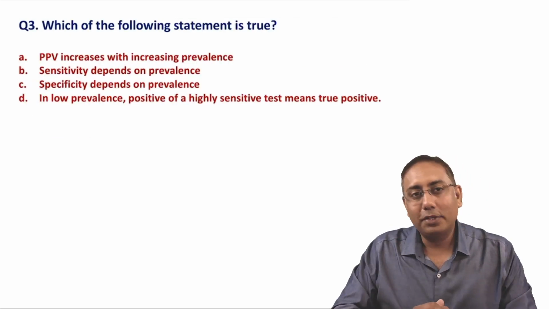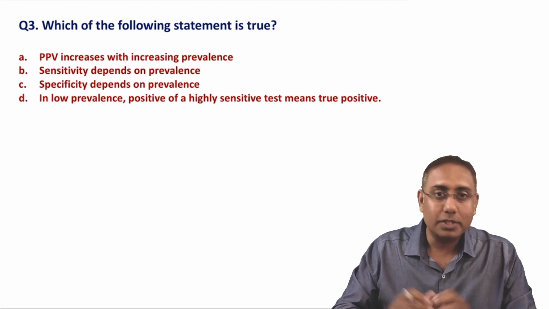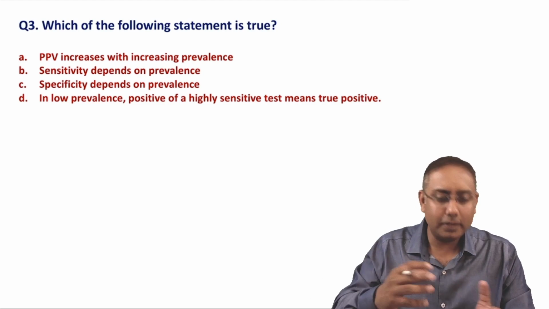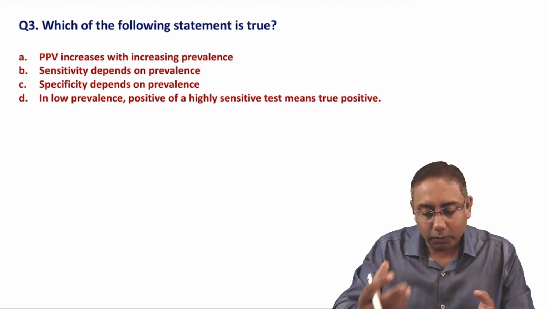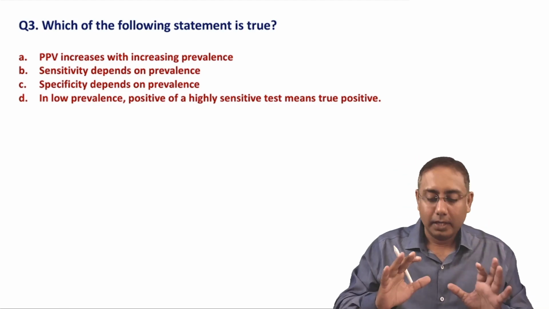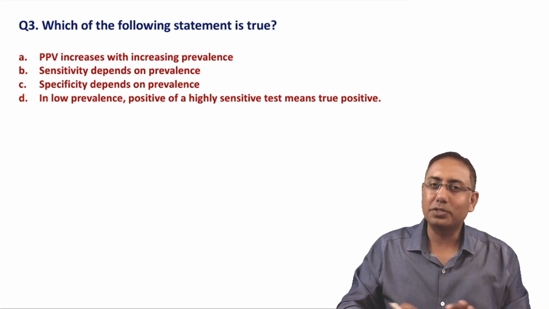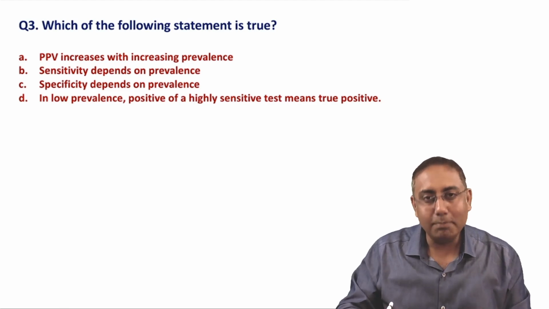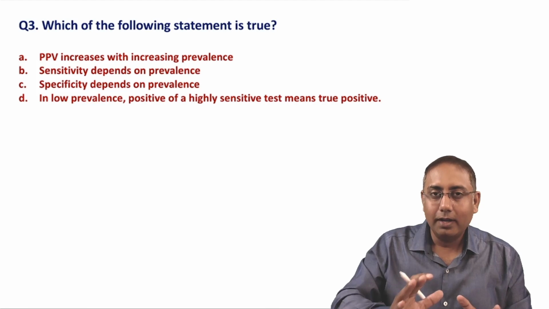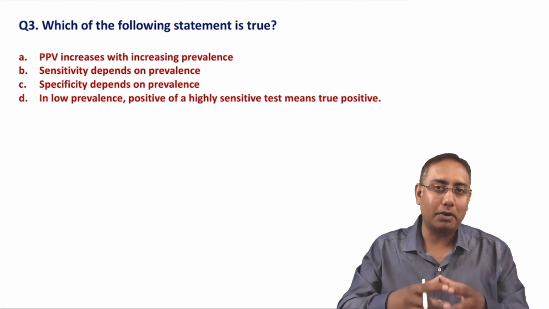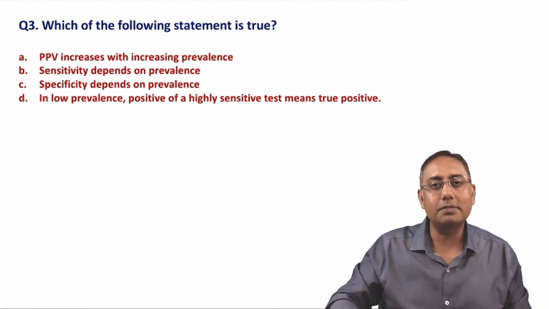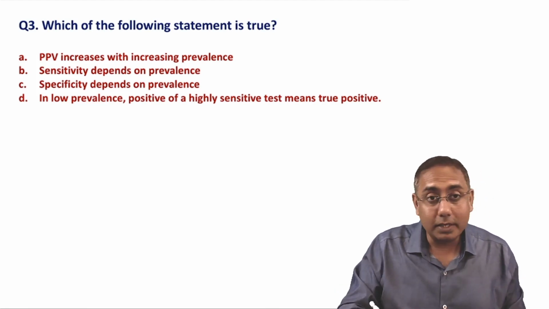Next is question number 3. Which of the following statements is true? PPV increases with increasing prevalence. Sensitivity depends on prevalence. Specificity depends on prevalence. In low prevalence, a positive result of a highly sensitive test means true positive. We have discussed this question so many times in the videos. It's a very simple, direct question. If you are getting this wrong, you need to work hard on your questions from sensitivity, specificity, and screening of disease. We have discussed this so many times. So which of the following statements is true?